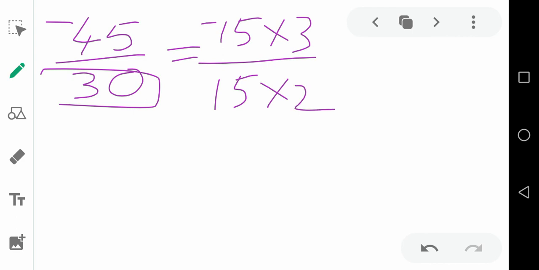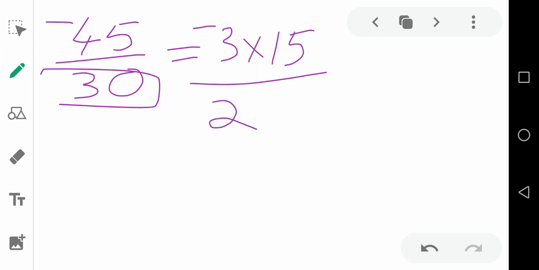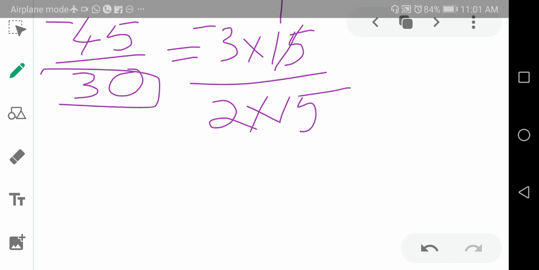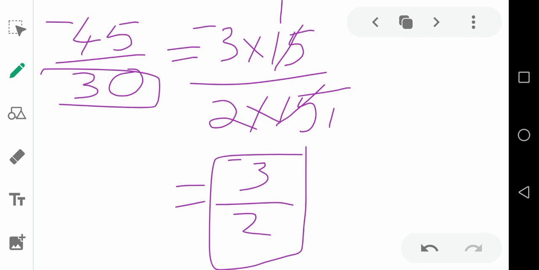That is 30. The other way, if I am writing, that is minus 3 into 15 and 2 into 15. The 15 table it is going, right? So 15 ones are 15. Here also 15 ones are 15. So the answer is minus 3 by 2. So is this in standard form now? Is there any common factor for 3 and 2? No. So this is in standard form.